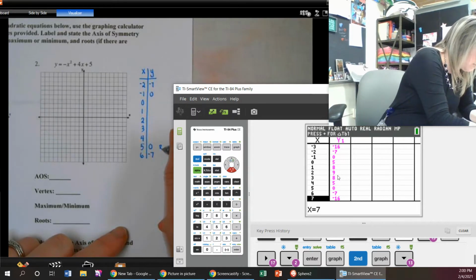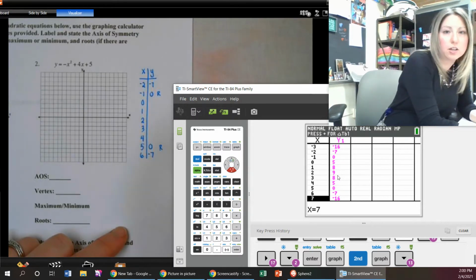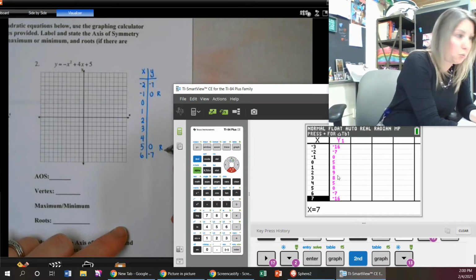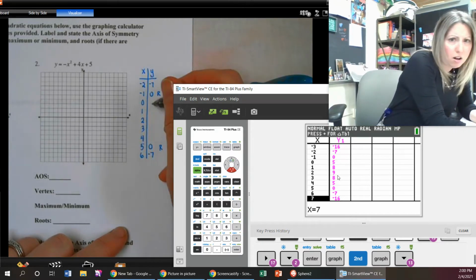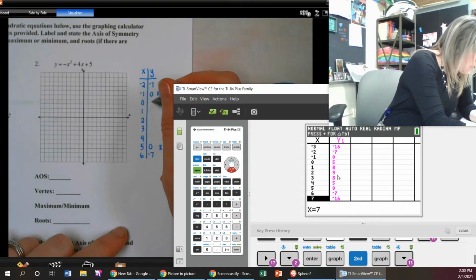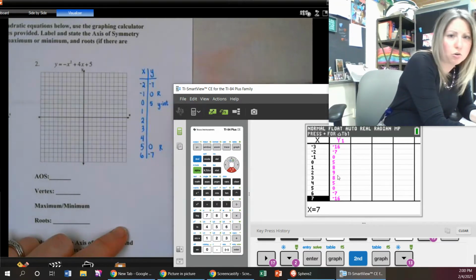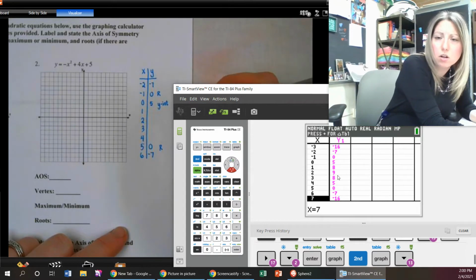Okay, so I'm just going to put an R here because I know those are my roots. So I'm going to have to label those on my graph. That's one of the things I'm supposed to label. Then 0, 5. You know what? I'm going to label that as the y-intercept on the graph, even though I'm not technically told to. I'm just going to do that so that we know.